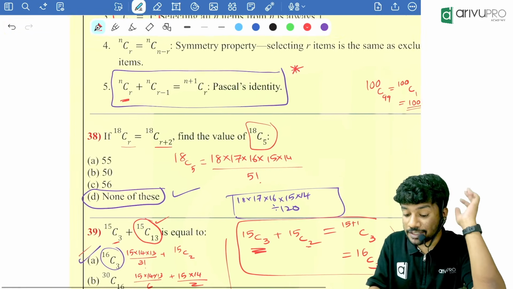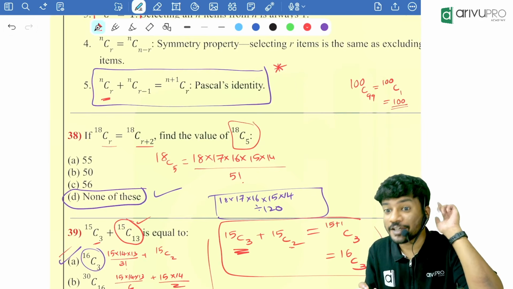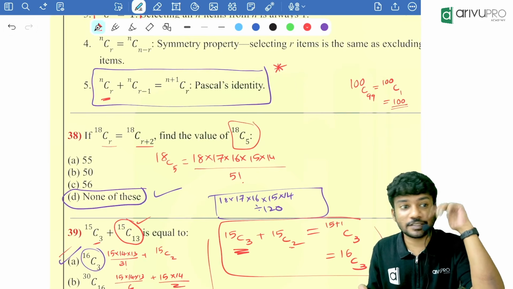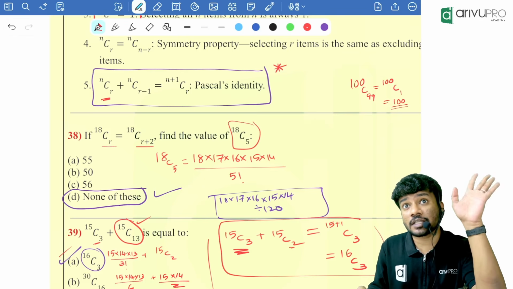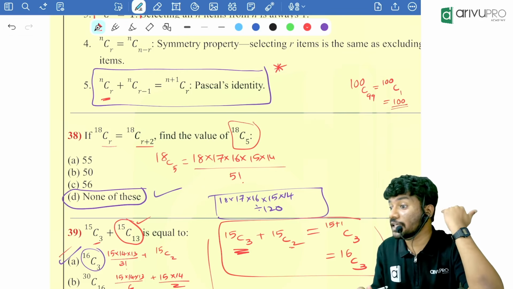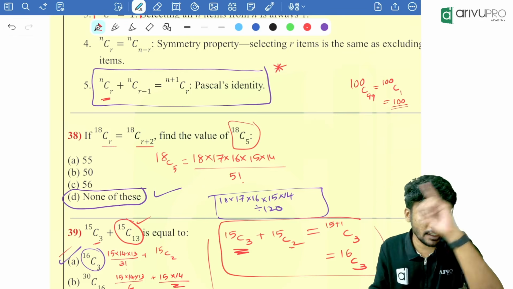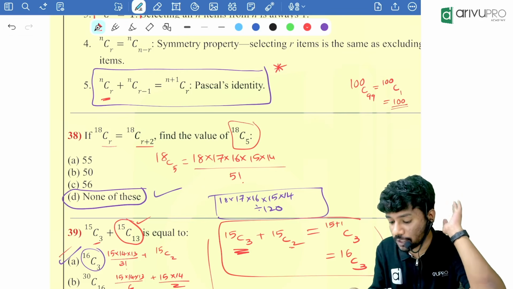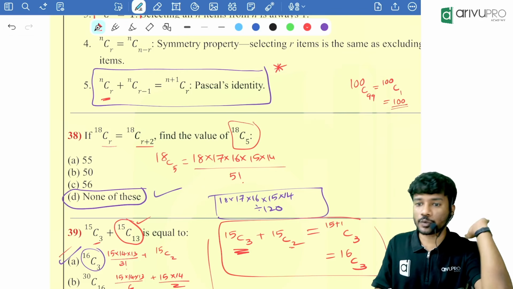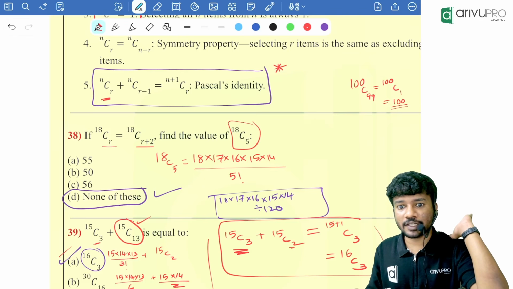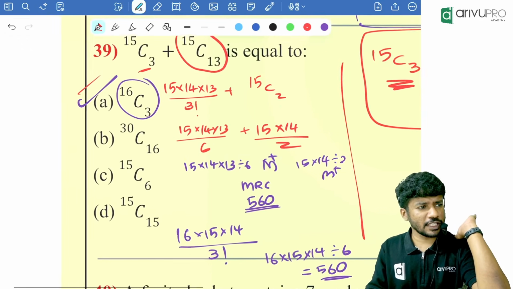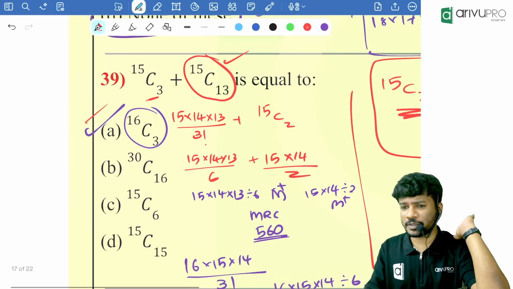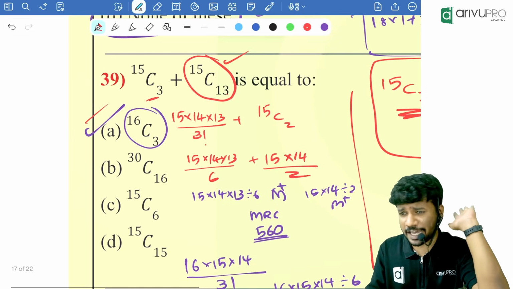I hope you guys understood Pascal's identity. This is important because two questions were there in the past, and in the recent 6 or 7 attempts, there were no questions from Pascal's identity. So there is a high chance there will be a question for you guys in the future. Everyone got this? Understood? If you ask me, without thinking too much, we can use the formula or our calculator method. That is the direct method.